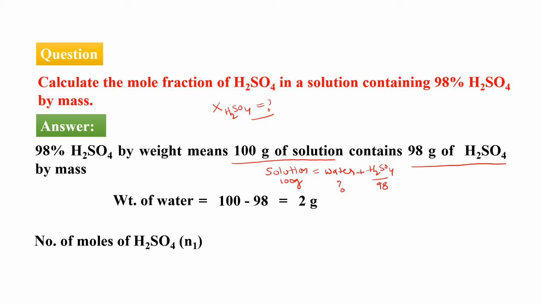Now you have to calculate first of all the number of moles of H2SO4. What is the formula? Weight of H2SO4 by molar mass of H2SO4, otherwise gram molecular weight of H2SO4. The weight of H2SO4 is given as 98. The gram molecular weight of H2SO4 will always be 98, because in H2SO4 there is 2 for hydrogen, sulfur is 32, and oxygen is 64 because 4 oxygens are there, 16 into 4 is 64, right? So in total we get 98. So the number of moles of H2SO4 is 1 only.